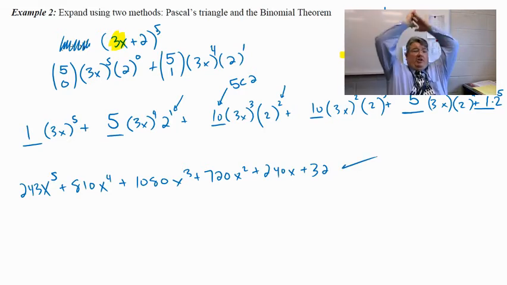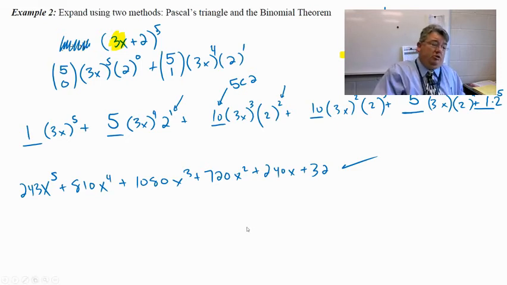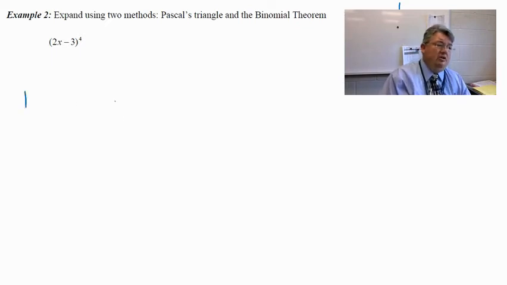There's my binomial expansion. Okay, now that's how we would do it using Pascal's triangle. Now let's do another one. I'm going to use Pascal's triangle because that's my go-to. Okay, so let's look at this. 2x minus 3 to the fourth. Let me show you. Okay, Pascal's triangle. If I'm doing to the power of 4, I need the fourth row. So 1, 1, 1, 1, 2, 1, 1, 3, 3, 1, 1, 4, 6, 4, 1. There's my fourth row. So I'm going to have 1, 4, 6, 4, 1.